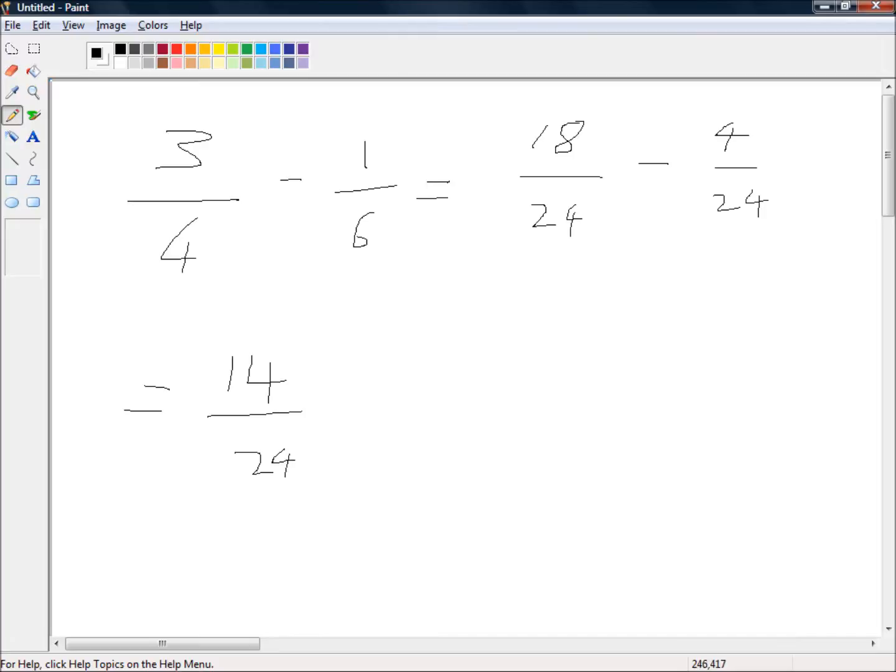Now I'm wondering if this can be simplified, so let's break these down into our prime factors. So that's 14 is equal to 2 times 7. 24 is equal to 2 times 12. Well, 7 is a prime number, so it can't be broken down any further. And so the only thing they've got in common is 2, so there's no point in breaking the 12 down any further. So 14 over 24 simplifies to 7/12. So 3/4 minus 1/6 is 7/12.